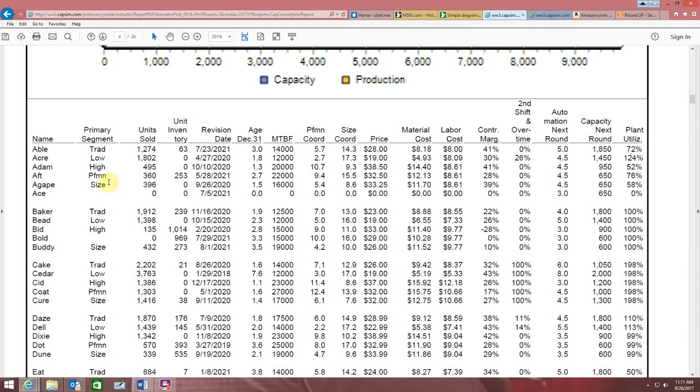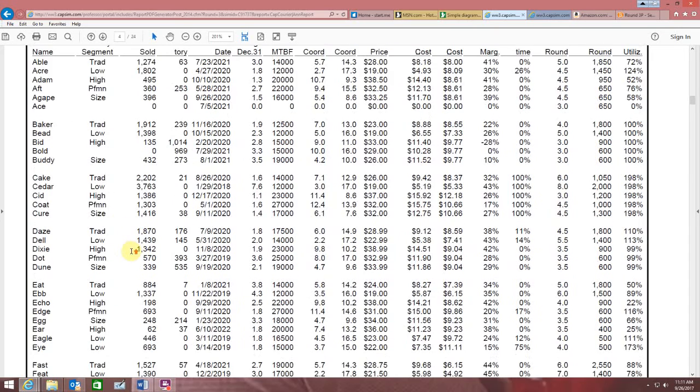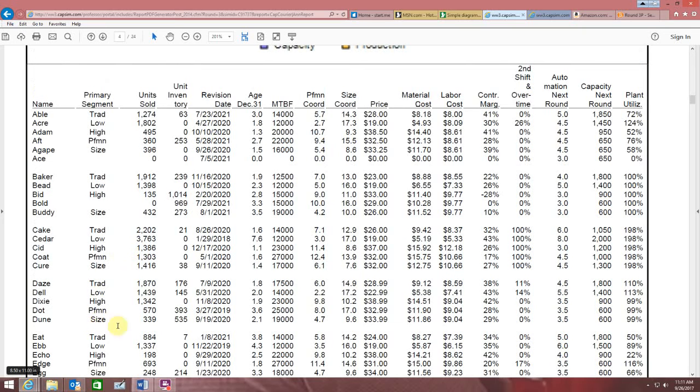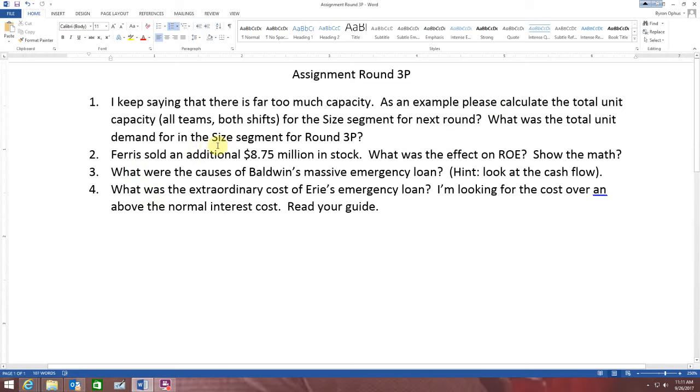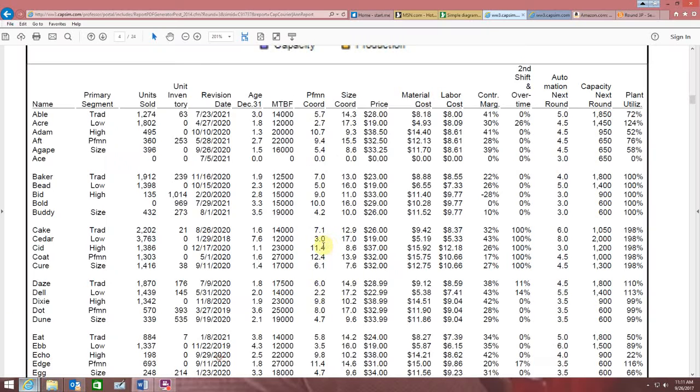Again, you use the size over here. Don't make any assumptions about maybe one product sliding from one segment to another, and I don't think that's the case here anyhow. Then I asked, what was the total unit demand in the size segment for round 3P? There's a typo there, so let's go back and change that too. That's just a simple matter of looking it up; it's given to you. What I want to emphasize is the total capacity versus demand issue, looking at our Capstone Courier.